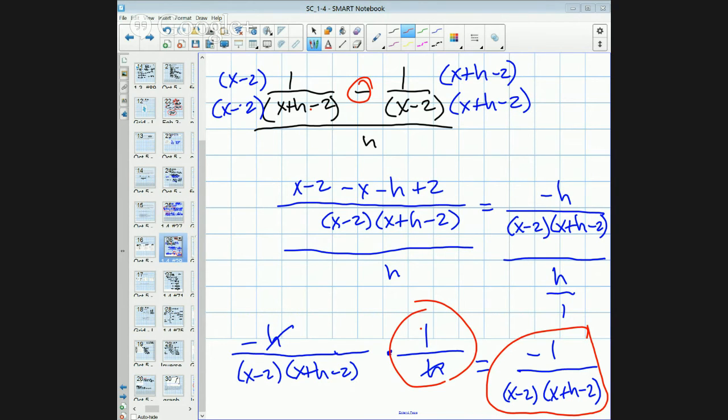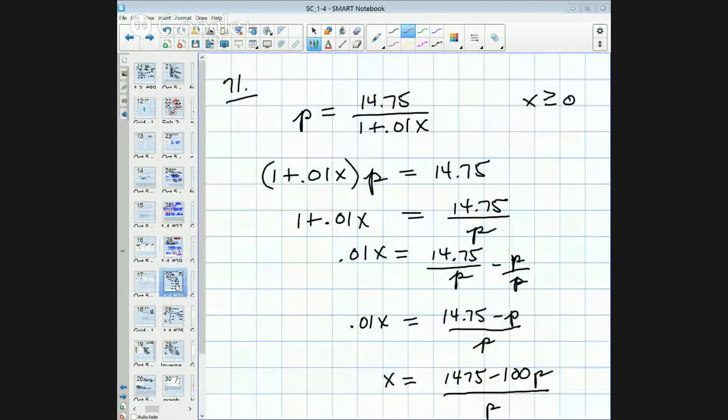So very honestly, those are the ones that take a little more sweat, the fractions and the root problems. So I wanted to take one of each of those. Let's look at number 71 for just a moment here. 71 is a demand function. So just so we have a little variety here. So that's a business problem.